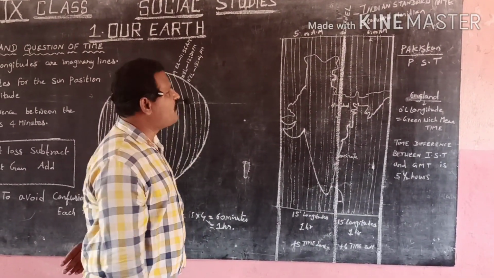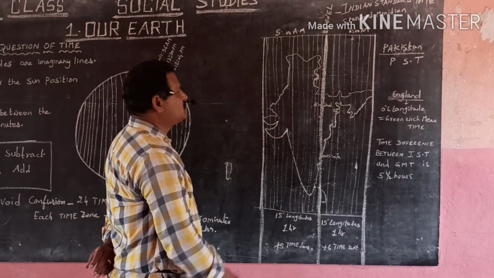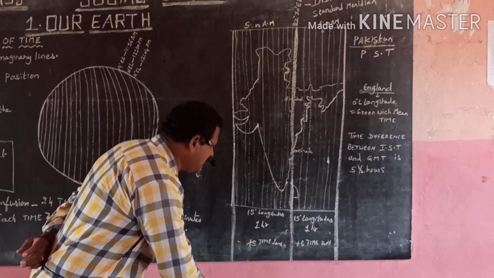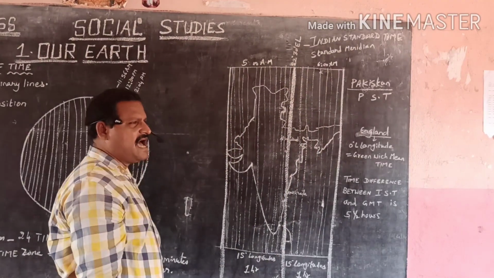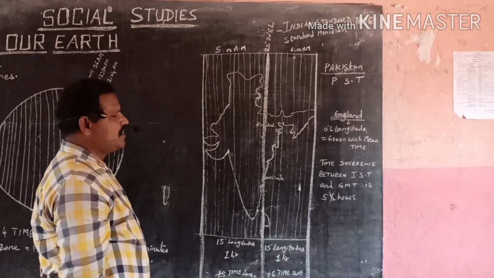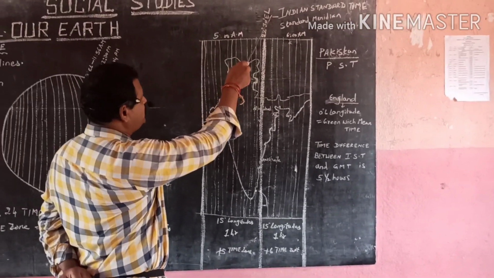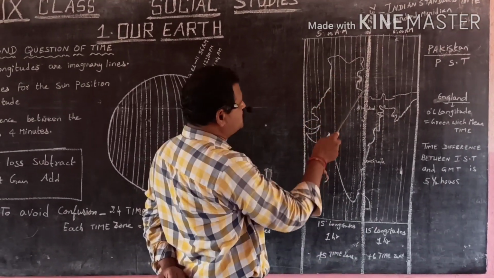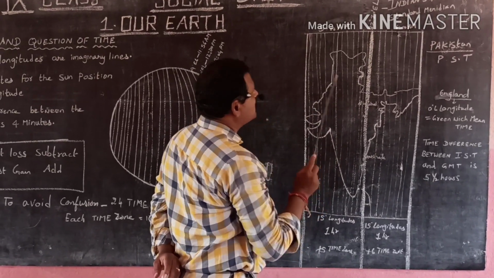So India follows the time from the longitude that passes through the center of our country. This time is called Indian Standard Time. India follows the time from 82 degrees 30 minutes east longitude. This longitude passes through Allahabad and Kakinada.